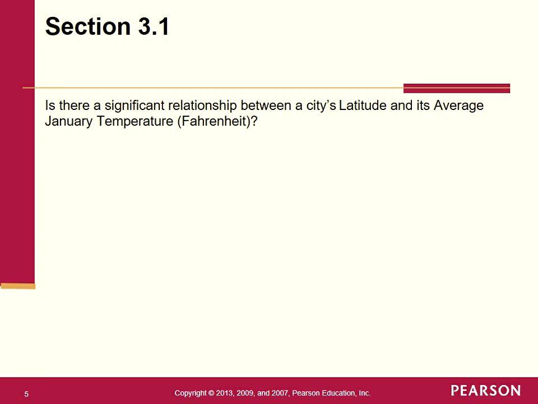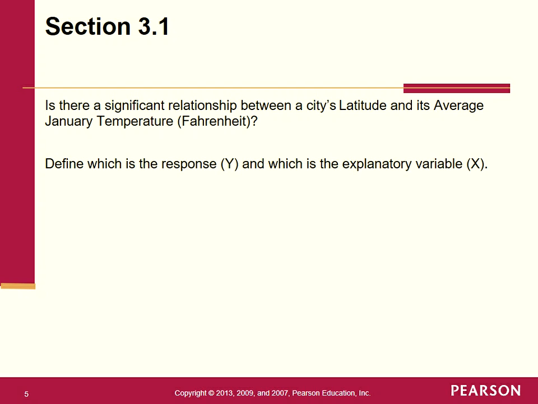So here's an example. Is there a significant relationship between a city's latitude and its average January temperature in Fahrenheit? Let's think about this. We have to define which variable is response and which is explanatory in this problem. So what do you think? Think about it for a second and see if you can come up with the answer. Well, the answer is latitude is the explanatory variable. That'll get the x. Latitude comes first.